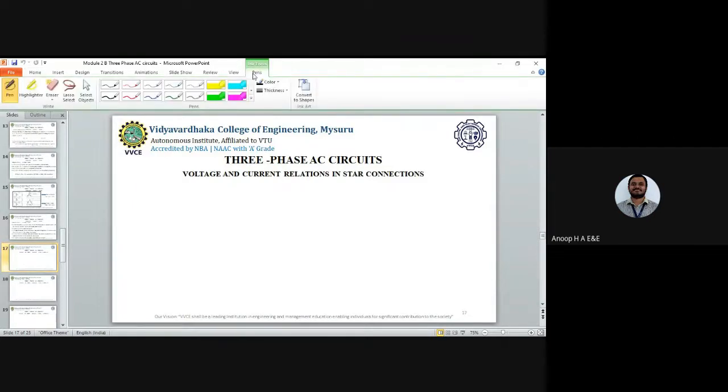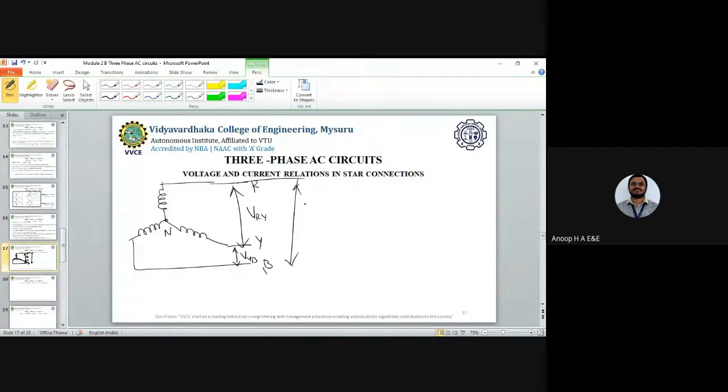So we'll be doing the derivation for the star connection. I'll take the coils like this. I have 3 coils. So this is a star connection that I have got. This is R, this is Y, and this is B. This is VRY, this is VYB, and this is the neutral point, and this is VRB. Got it? So this is VRB.